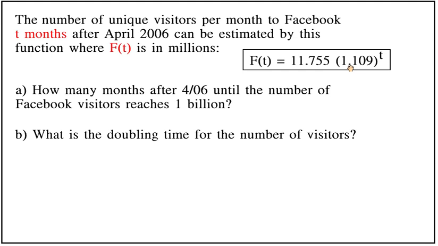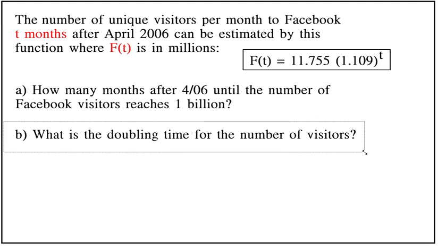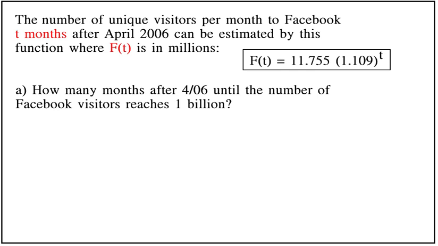And like most of these problems, it consists of multi-parts. And I suspect part B is very troubling for a lot of you, and I'm going to work that in a separate video. So let's get rid of that and let's just focus for now as quickly as possible on part A. The problem itself says that the number of unique visitors per month to Facebook T months after April 2006 can be estimated by this function, or if you will, this formula, where the output f of t is in millions, and they give us this exponential function.